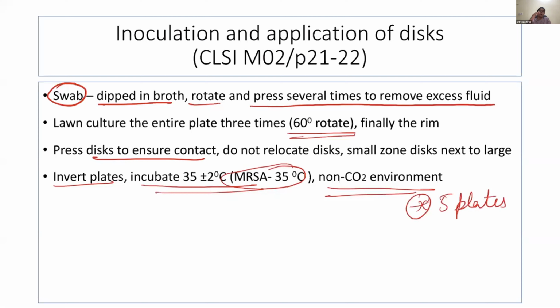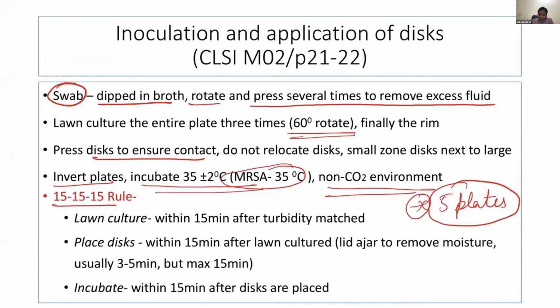Usually what we do, we stack the MHA plates and keep them in the incubator to ensure proper heating around the plates. It is ensured not to pile up more than 5 plates when you're keeping the anti-AST plates inside the incubator. Okay, so this is a 15-15 rule.